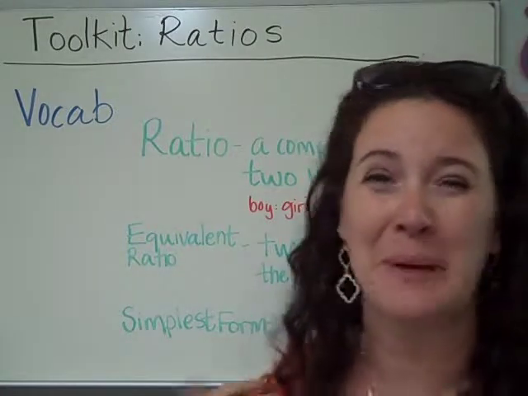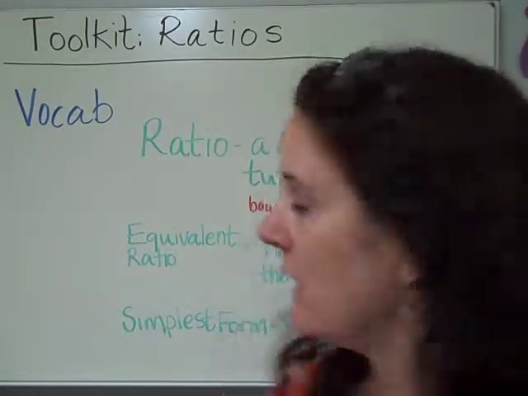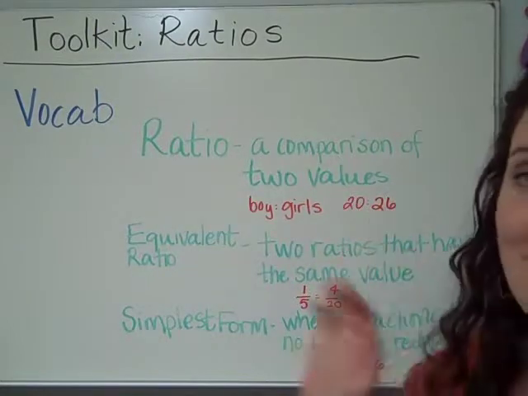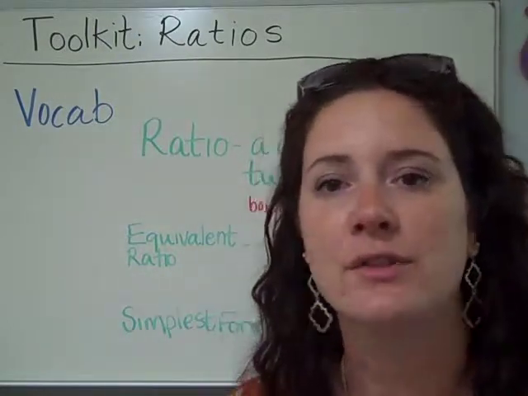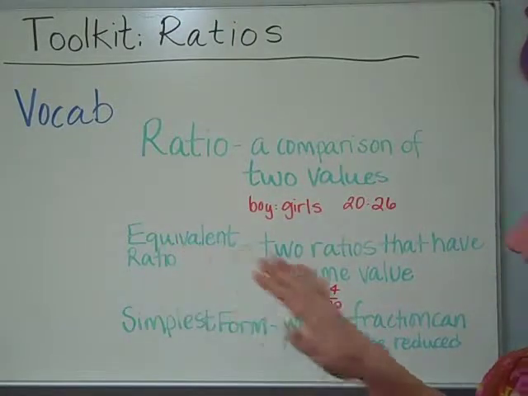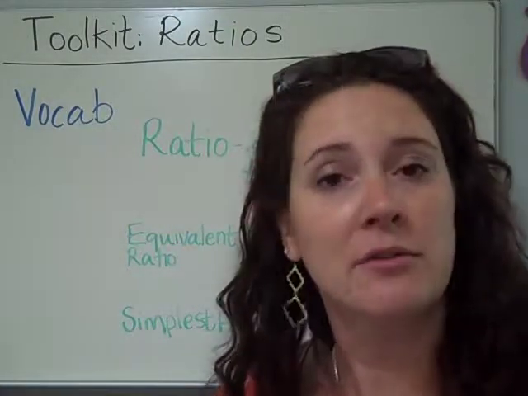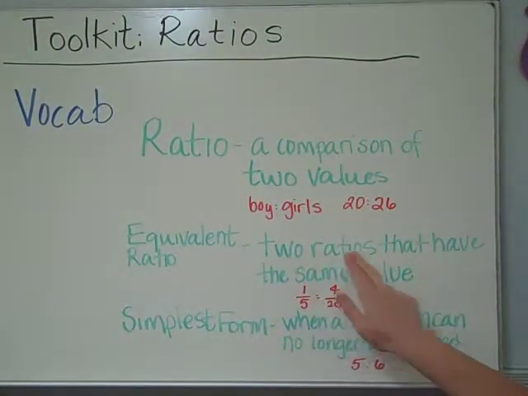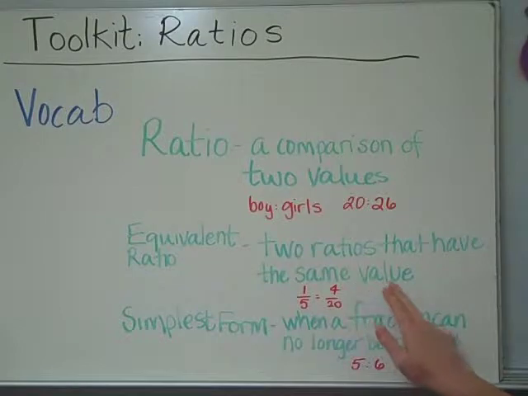So like if I were to compare boys and girls in our community, I would say there are 20 boys and 26 girls. That is a comparison of two values. The second one is equivalent ratio. Equivalent ratio is just like an equivalent fraction. They're two equal ratios. So two ratios that have the same value.